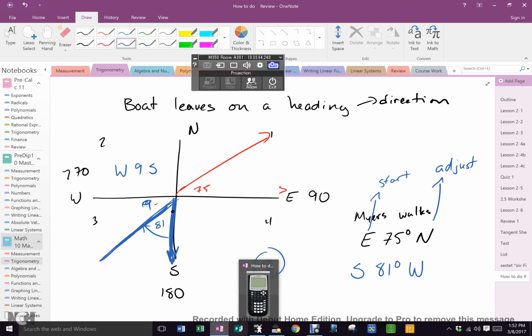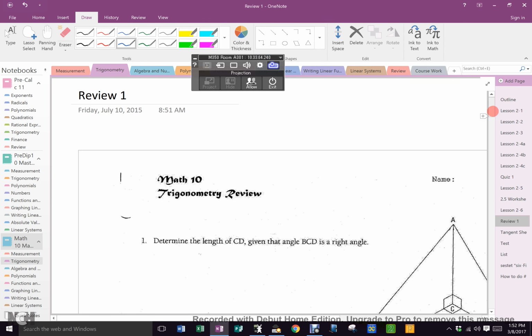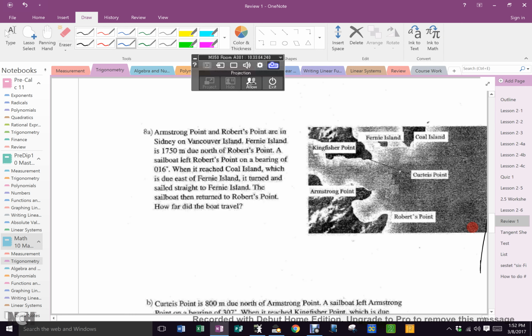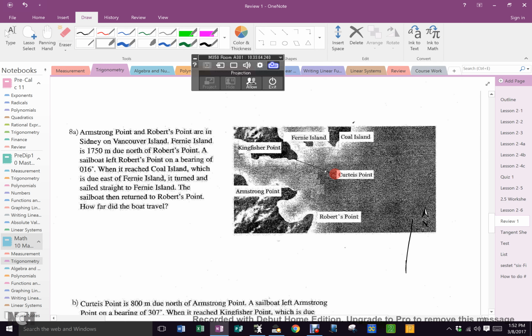Now, the other thing about number 8 I want to point out is that the photocopying is bad. It doesn't look good. So we're going to slide down to number 8 here. You can't see the line very well. But this Curtis Point is right here. This is Curtis Point. Okay, there's a line there. It's just a little hard to see on your photocopying. And all the rest of the points are written right by him. This is Fernie Island. This is Cole Island. This is Roberts Point. This is Armstrong Point. And this is Kingfisher Point.